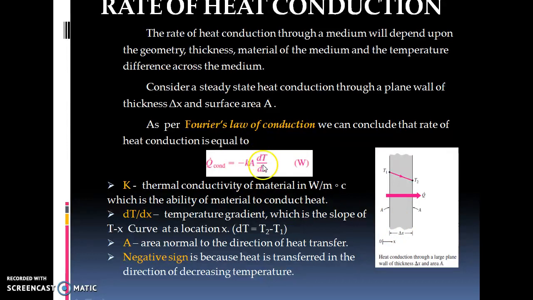dT by dX together is called the temperature gradient, which is the slope of this T-x curve at the location X. The negative sign is there because heat is transferred in the direction of decreasing temperature, from T1 to T2. That is why this minus sign has been included. The unit is watt.